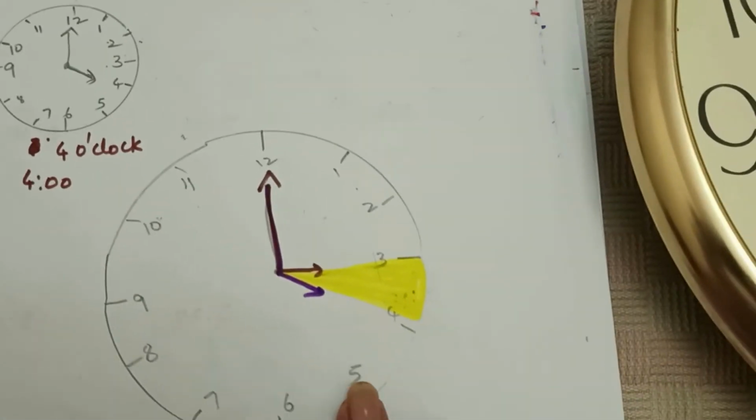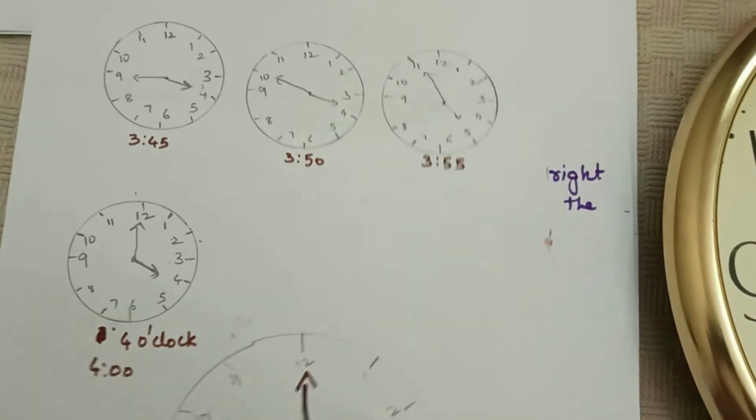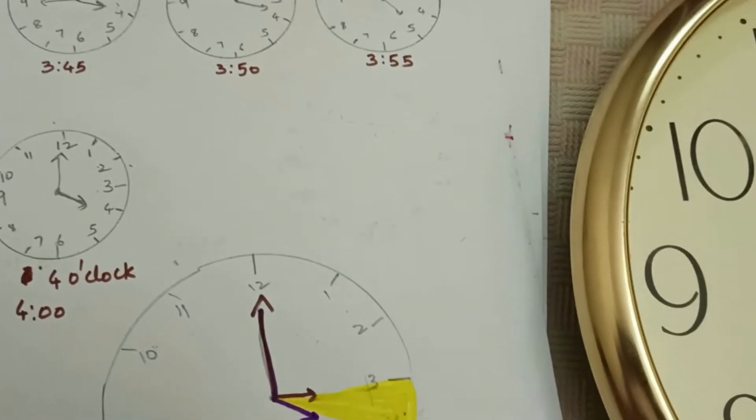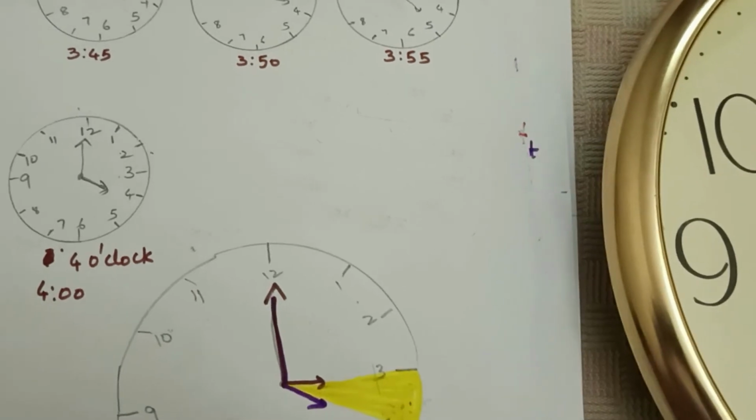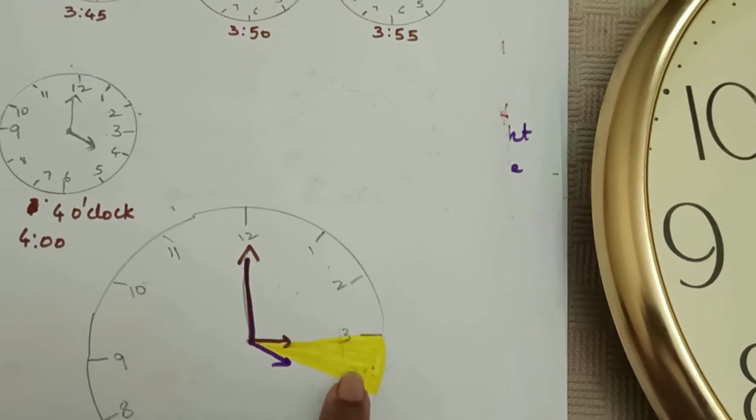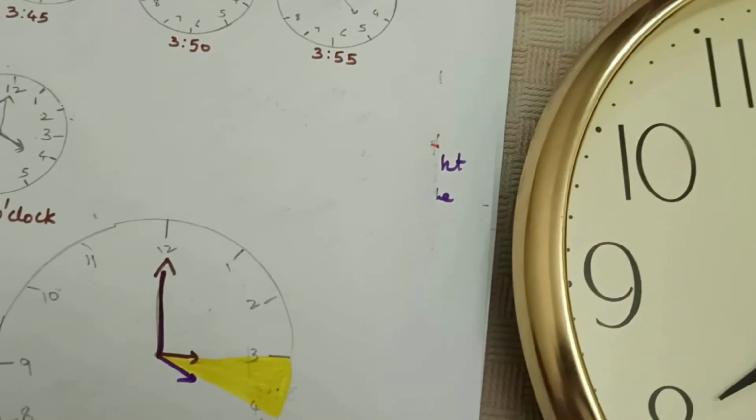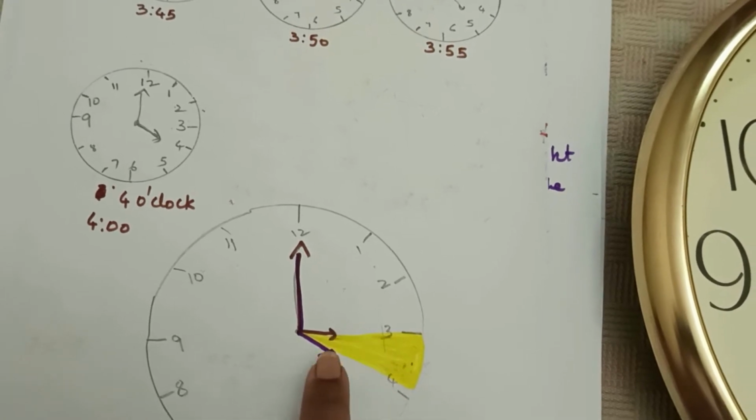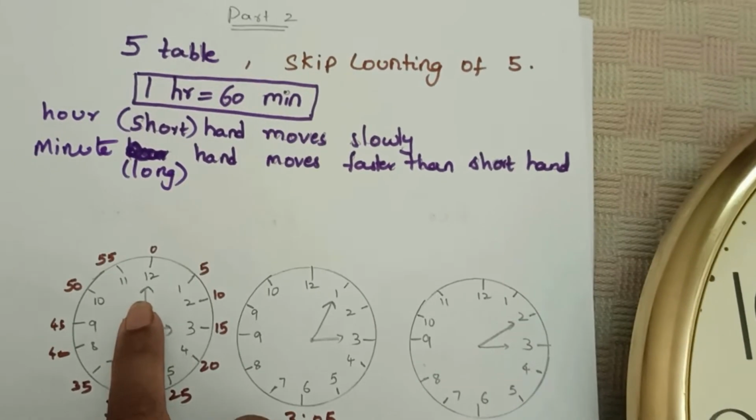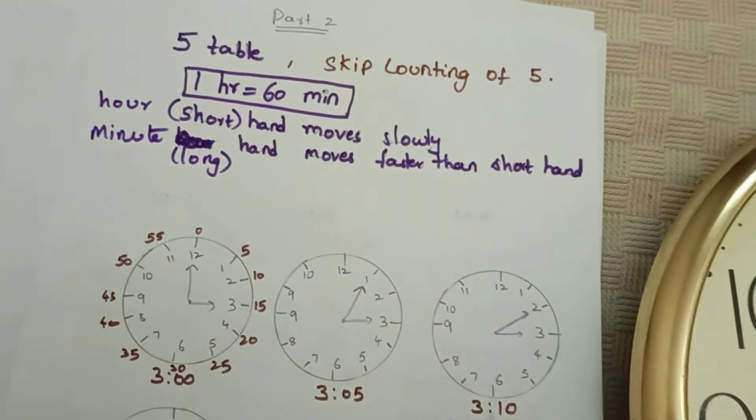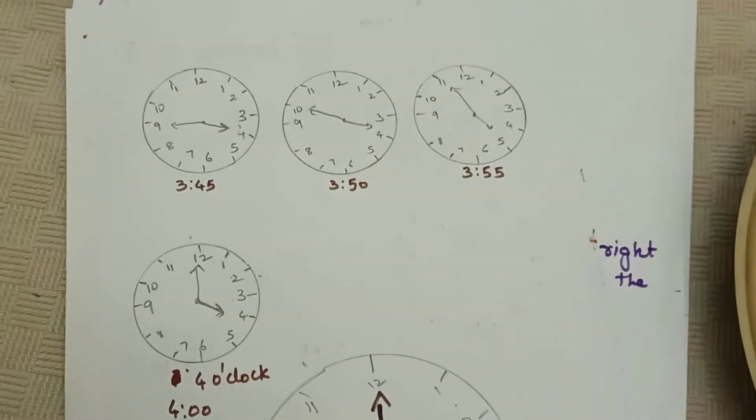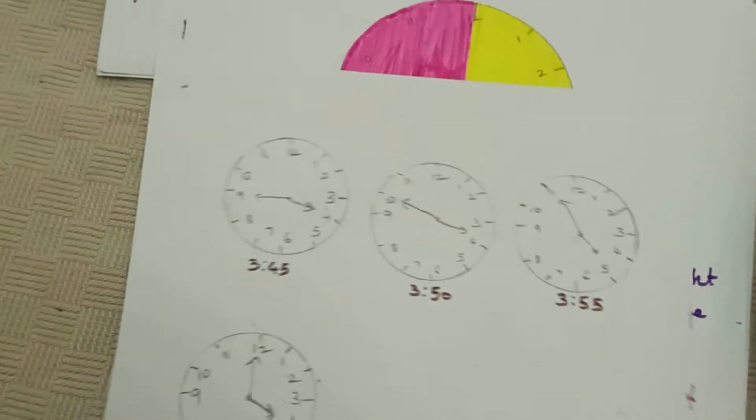That means, see, in this figure, the hour hand is at 3. But after 1 hour, the hour hand is at 4. So it took a total of 1 hour, that is 60 minutes, to pass this small hand from 3 to 4. So the hour hand moves from digit to digit, it will take 1 hour. But in the case of the minute hand, every 5 minutes it is moving to the next number. Here it was at 12, then it went to 1, then it went to 2, like that. Okay, this is the concept of hour hand and minute hand.